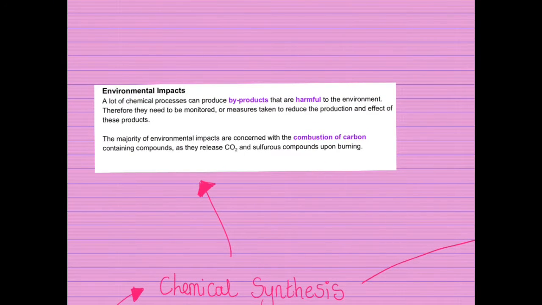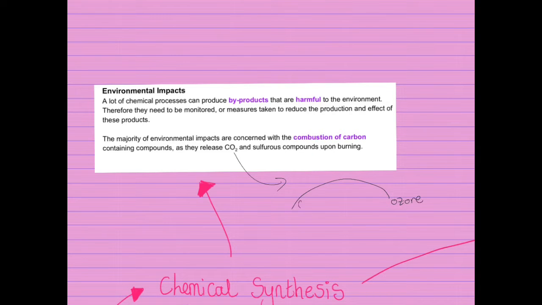So, environmental impact. A lot of chemical reactions can produce byproducts that are harmful to the environment, and therefore need to be monitored or measures taken to reduce the production and effect of these products. Major environmental impacts are concerned with the combustion of carbon containing compounds as they release CO2. We then know that if too much CO2 gets into the atmosphere, it gets stuck in the ozone layer.